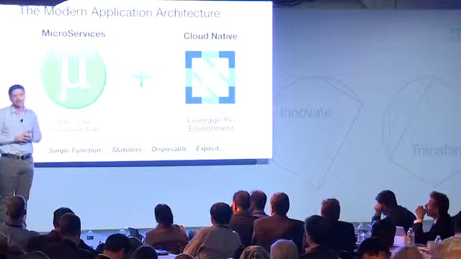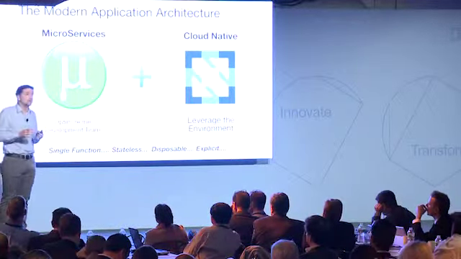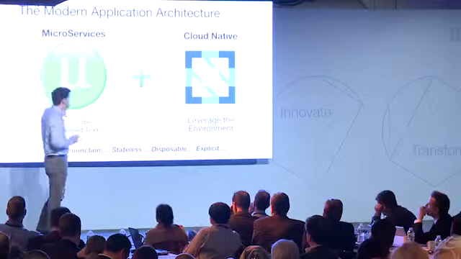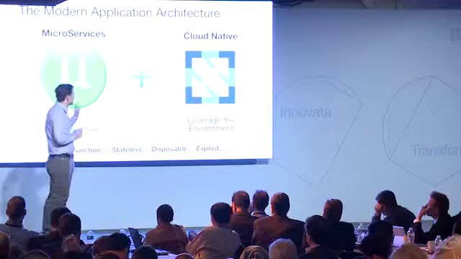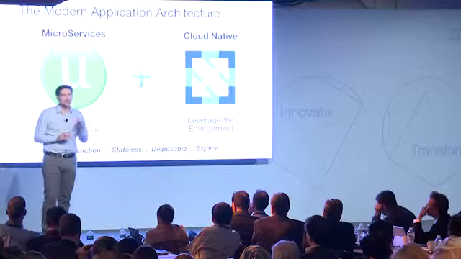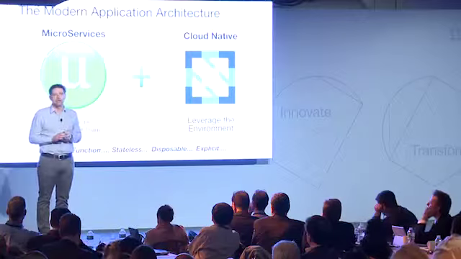Much more complex operational model, right? But much more rapid development. So microservices is about how do we optimize the application to support a rapid development team. Cloud native is about understanding the environment that that application is going to run in.